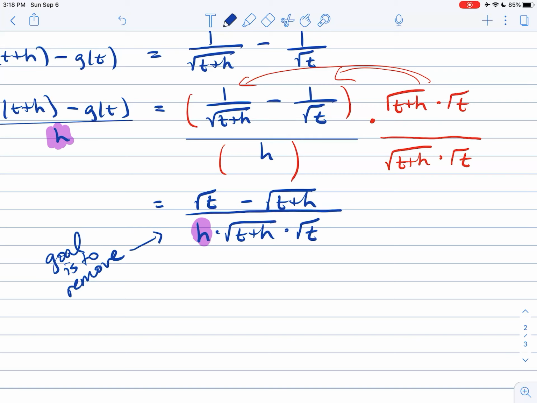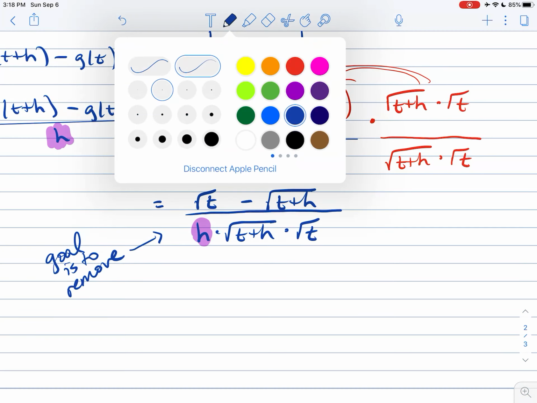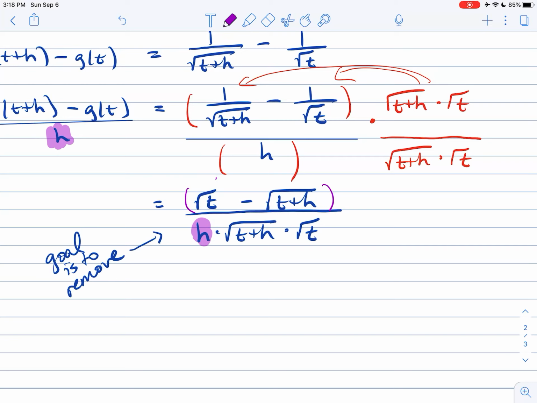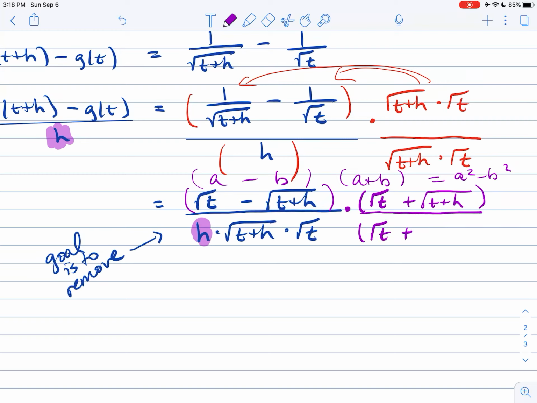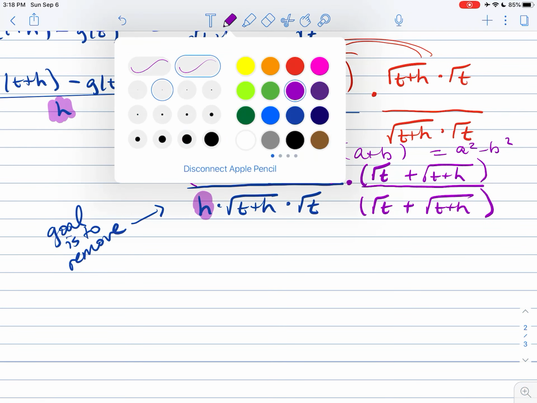usually to get rid of radicals that are subtracted or added together, we want to multiply what's known as the conjugate. And so we're really employing that rule of a minus b times a plus b would give me an a squared minus b squared. And if I square my square root, the radical goes away. So that's what I'm going to try to do here. I'm going to multiply by the square root of t plus the square root of t plus h over the square root of t plus the square root of t plus h.